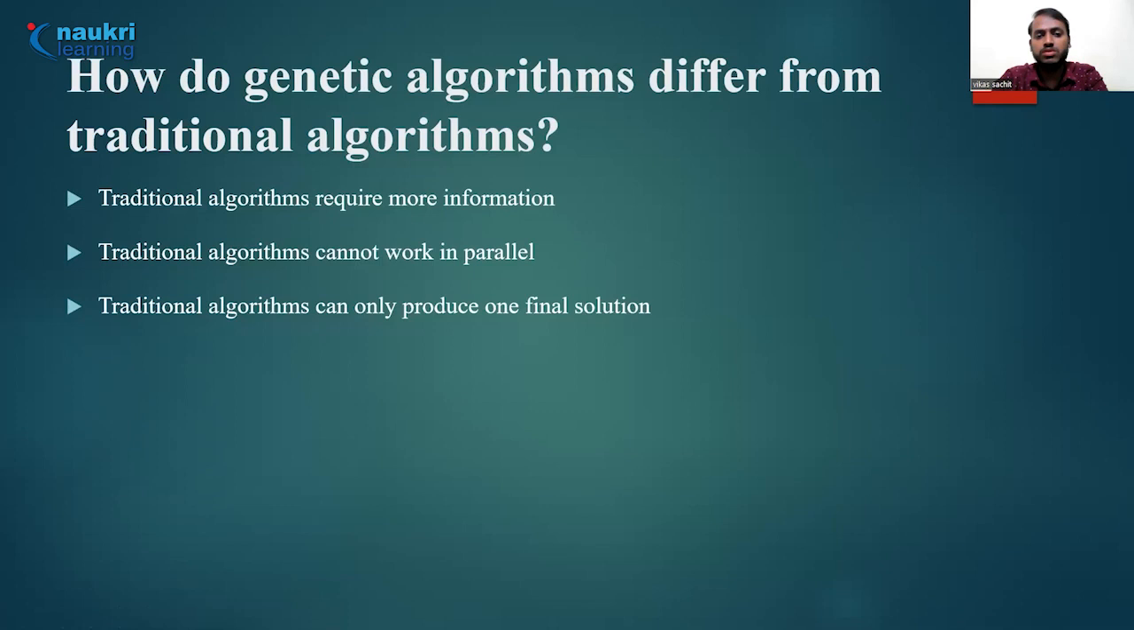Also, traditional algorithms cannot work in parallel, but genetic algorithms can work in parallel. In machine learning also, if you give one input, then only the output will come properly. Genetic algorithms require less information and still work fine. And traditional algorithms can only produce one final solution, while genetic algorithms can produce many final solutions. So these are the basic differences between the traditional algorithms and genetic algorithm.